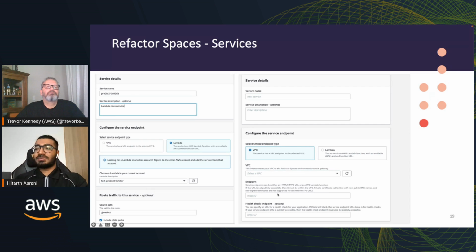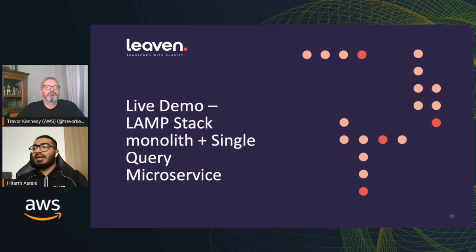So if it's left blank, it just uses the above service endpoint to check that the URL is available and the instance is healthy. And we can jump to the live demo now, which is basically a LAMP stack monolith with a single microservice. I couldn't add too much, but it's a good amount of stuff for you to have a look around.